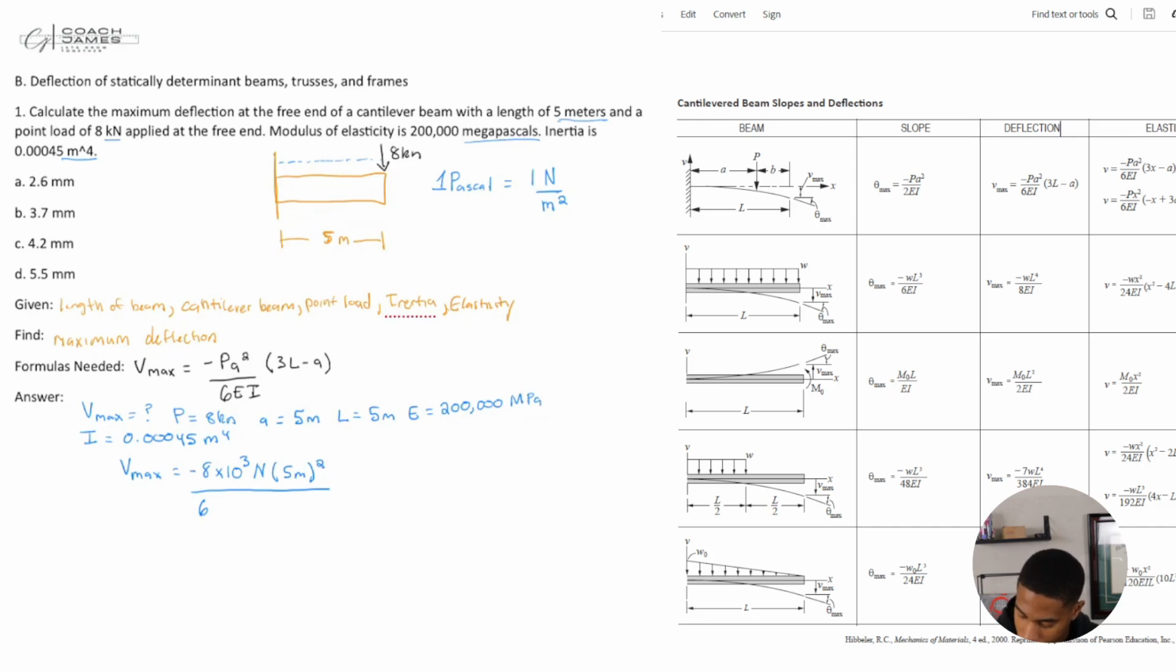What is E? Well, E is 200 megapascals, or 200,000 times 10 to the 6th pascals. So I just changed it from megapascals to pascals. And remember, 1 pascal equals 1 newton over meter squared. So that should help us out unit wise.